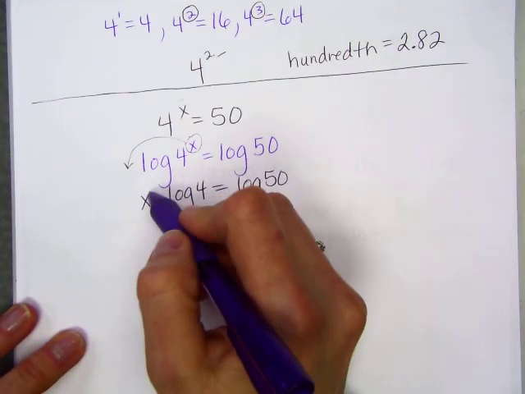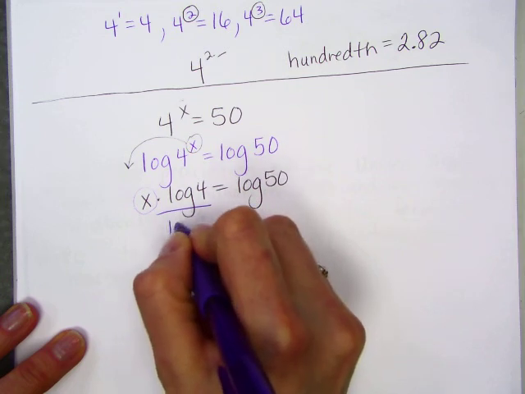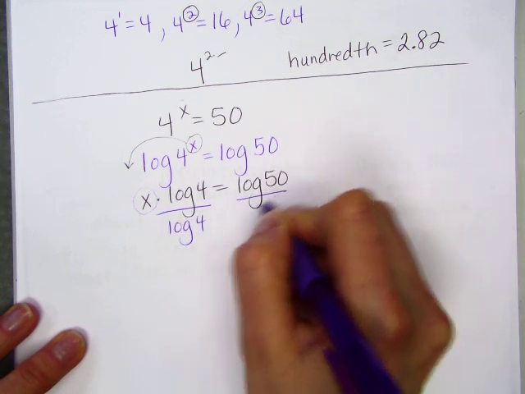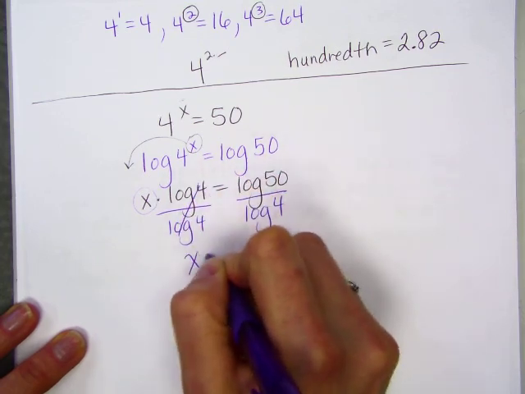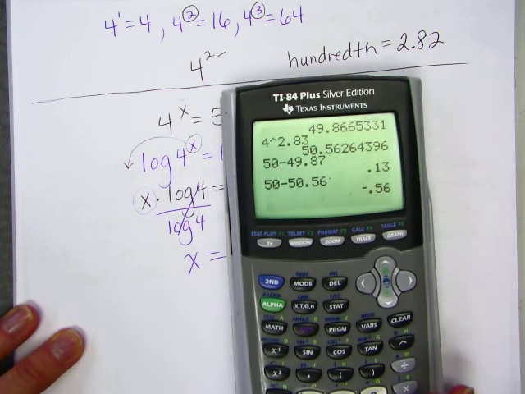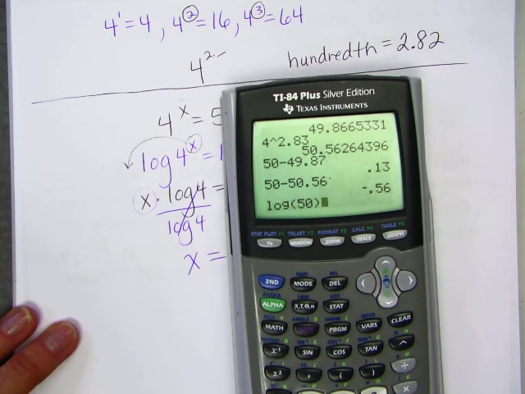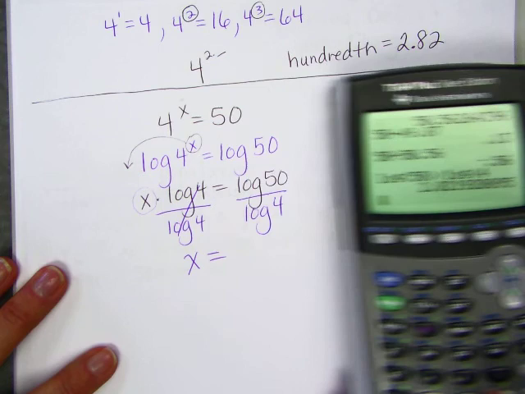And then what would be my last step to get x all by itself? Divide by log of 4. Okay. And these cancel. And again, I know you know what the answer is, but it's good to make sure we're typing these in correctly because our calculator will give us a parenthesis that we need to close. And so there's that same answer again.